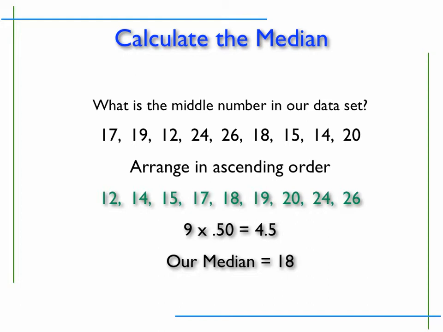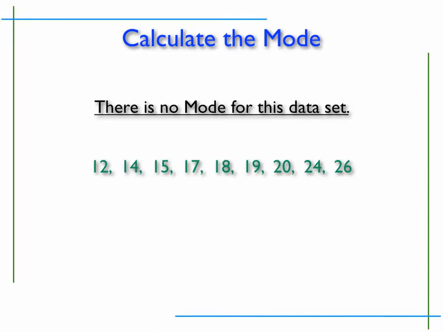The mode is the number that appears most often. Looking at our list of scores, we don't have one. This is perfectly fine, and I wanted to see what you would do with this.